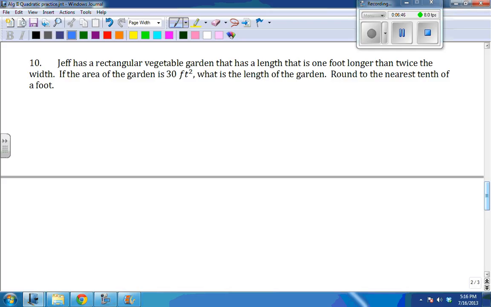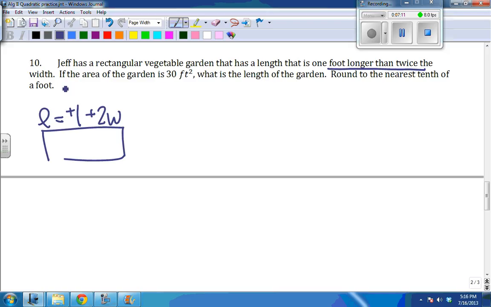So you've got Jeff having a rectangular garden that has a length that is 1 foot longer than twice the width. In this case, I'm literally just talking about a rectangle, so I'm going to draw myself a rectangle. It says the length is 1 foot longer than twice the width. To me, length is usually the longer side, so I'm going to do length. And it says 1 foot longer, so that's a positive 1, than twice the width, so that's 2w. So my length is 1 plus 2w. I don't really need that plus in front of the 1. I just want to make sure I know it's a positive 1.